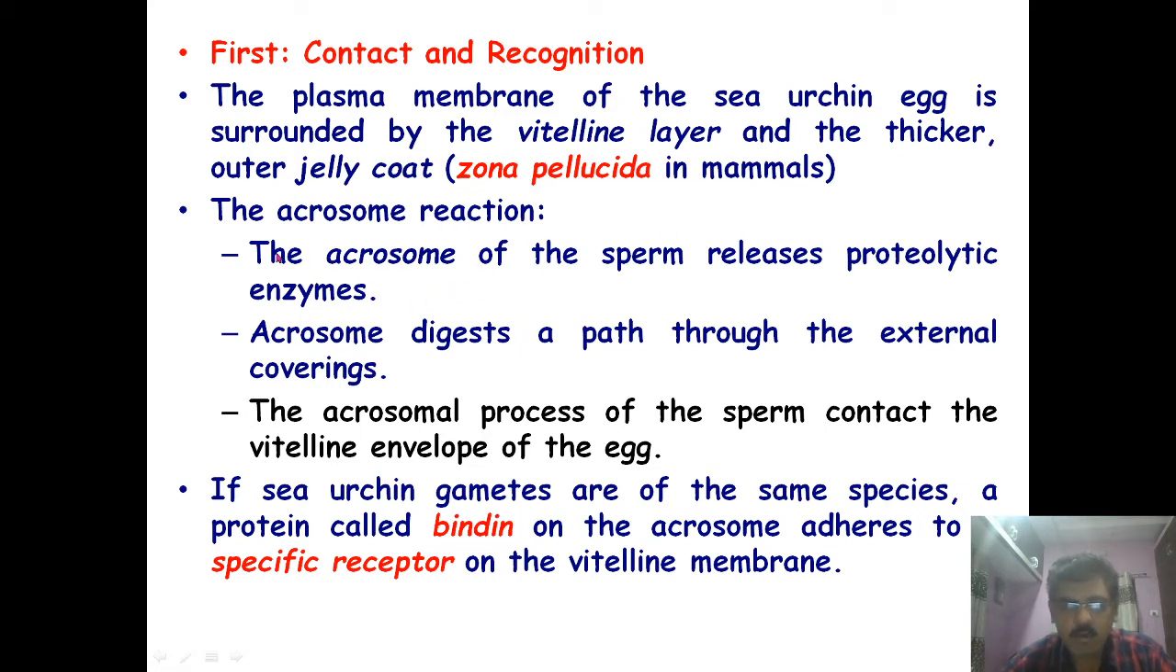Then during the acrosomal reaction, the acrosome of the sperm releases a proteolytic enzyme and digests a path through the external covering. The acrosomal process of the sperm contacts the vitelline envelope of the egg, and if the sea urchin gametes are of the same species, a protein called bindin on the acrosome adheres to the specific receptor on the vitelline membrane.